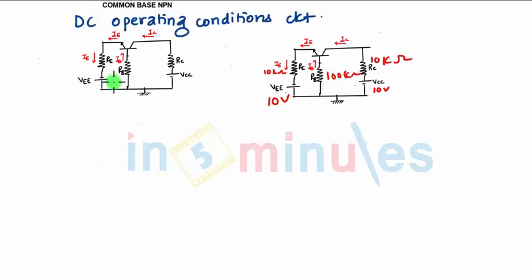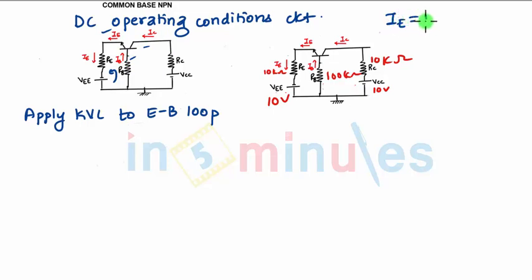So what do we need to find? We need to find IB. So we'll apply KVL to the emitter base loop. Now how to identify the direction of currents? The arrow is always from P to N, so this is the emitter current, flowing outward. That means IB and IC should flow inwards, because in order to satisfy the equation IE is IB plus IC, IB and IC need to flow inward. So this is how you will get the direction.